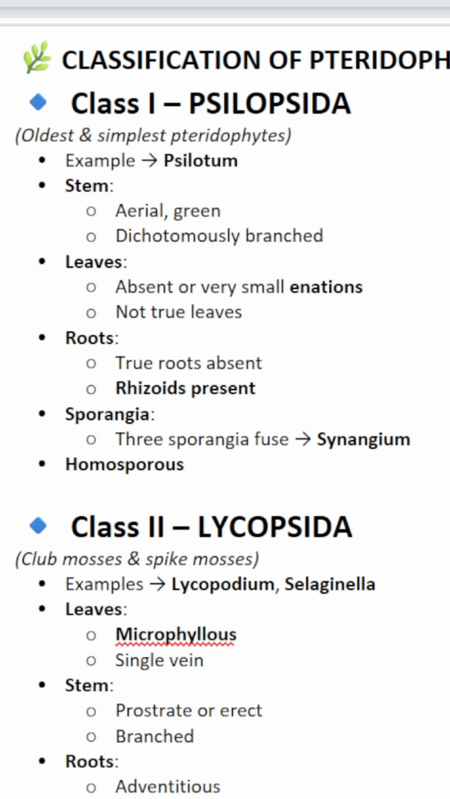Now let's start our class. This is a short video, basically for last-minute revision. Today we are going to start with the classes of Pteridophyta.